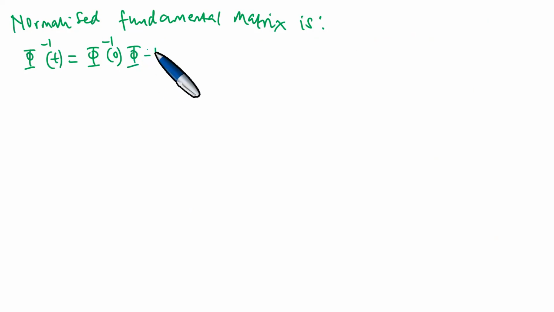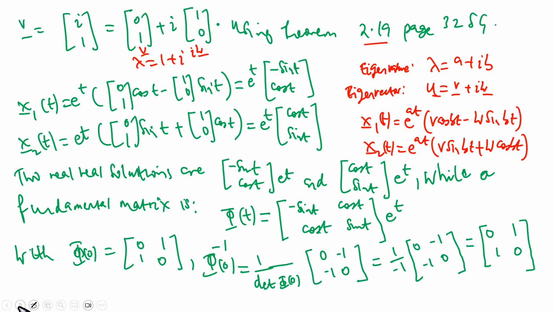So this is how we normalize it. How to normalize the matrix? We multiply like so. Right, so to normalize it, we take 5 minus t, we multiply by the inverse both sides. And this, the inverse we already know. Phi inverse of 0, 0, 1, 1, 0.